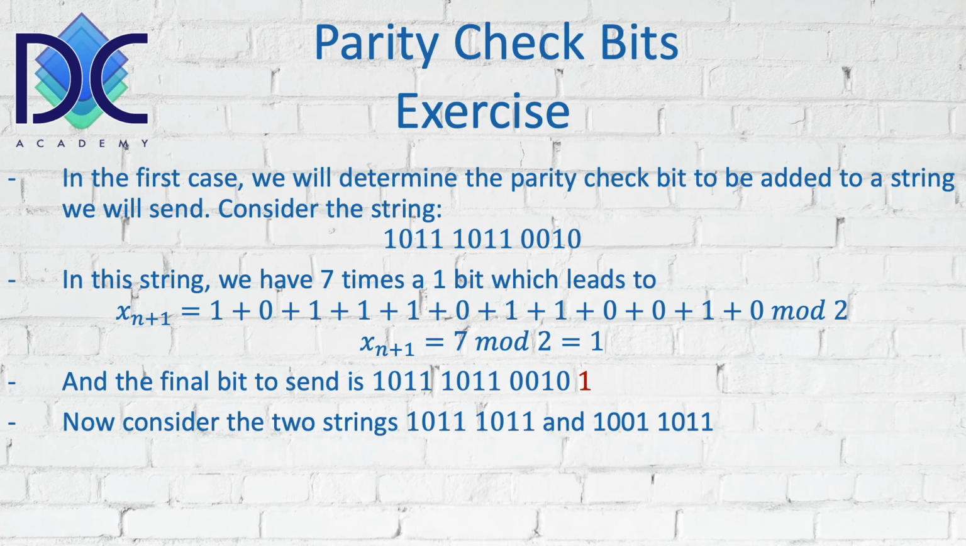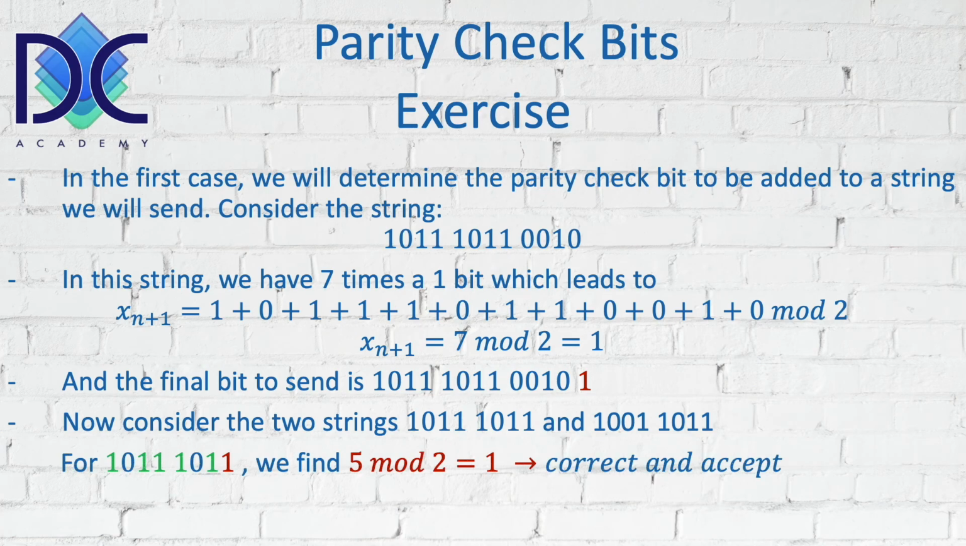Now let's have two strings here, 1011 and 1011, and 1001 and 1011. For the first one, the last bit is the parity check bit. So we look at the green numbers. The green numbers, 1 plus 1 plus 1, and so on, we find it's 5. It's modulus 2, so the parity check bit is 1, and we can say that the parity check is okay, so it is correct, and we accept this bit string to be correct.